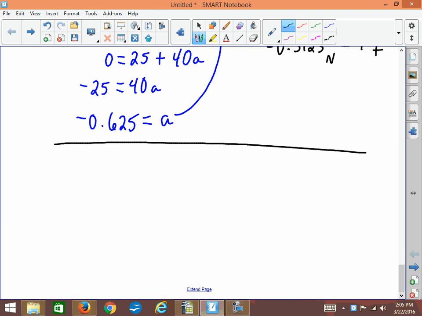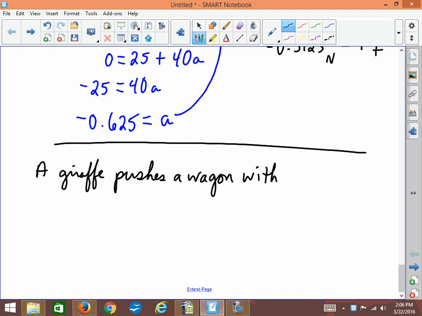Actually, I have a couple of examples. 2 more. The more we do, the better it gets. All right, so we have a giraffe pushing a wagon. At night, when the zoo is closed, the giraffes all come out and they do all kinds of crazy things, play cards, drink beer, and push wagons. And this guy is going to push a wagon with a force of 50 newtons.